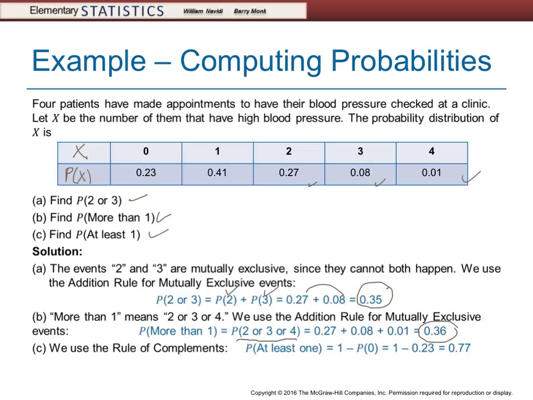Finally, in part C, we use what's called the complement rule when we want to know the probability that at least one patient has high blood pressure. That includes one, so we're looking at the probability in this case of all of these. We can either add them up that way, or we can use what's called the complement, at least one, which is 1 minus this probability here, and we get 0.77, or 77%.